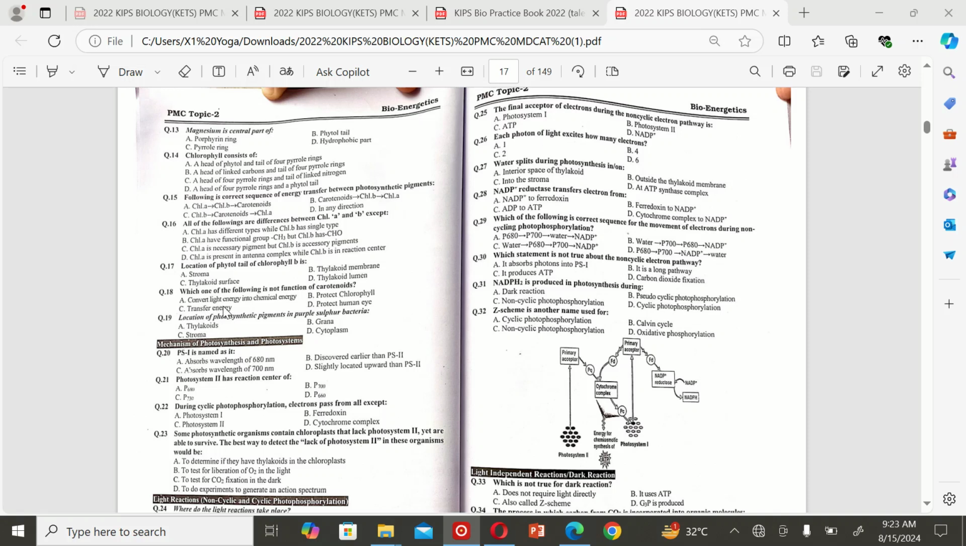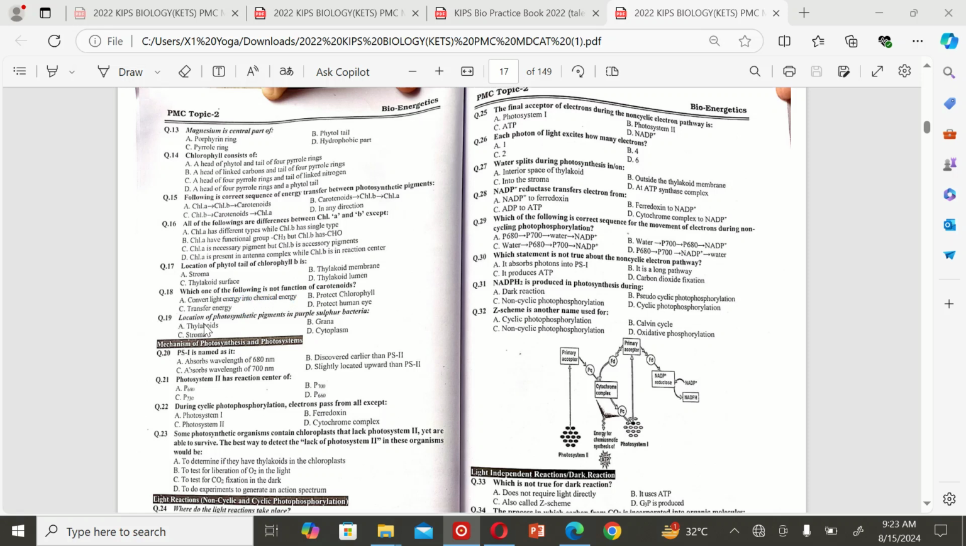The next MCQ is: which one of the following is not a function of carotenoids? A. Convert light energy into chemical energy. B. Protect chlorophyll. C. Transfer energy. And D. Protect the human eye. So the correct option is A. Convert light energy into chemical energy.